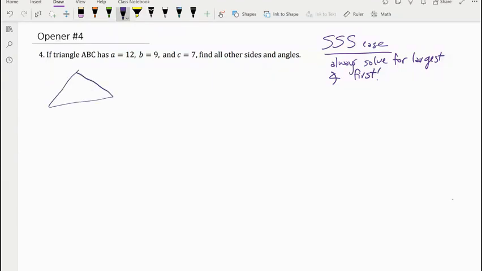So let's say I have 12, 9, and 7. Then the angle I want to solve for would be angle A. Okay, so let's go ahead and do that. So law of cosines would be a squared is equal to b squared plus c squared minus 2 times b times c cosine of angle A. So let's go ahead and solve this.